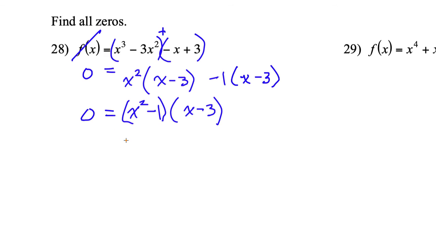It is a difference of squares. Difference of squares factors as a conjugate pair of x plus 1, x minus 1, and that's still being multiplied by x minus 3. All of that is still being set equal to 0.